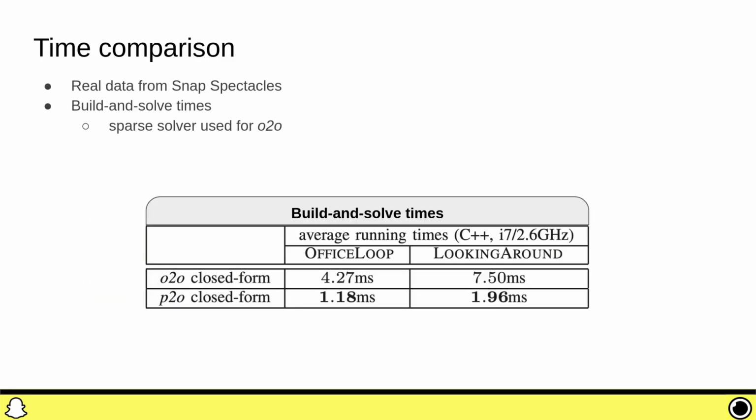As mentioned, the proposed formulation leads to a very efficient solution. Given the visual tracks and the inertial data, we measured the build and solve times in a typical desktop machine. The P2O solver could initialize VIO 4 times faster.